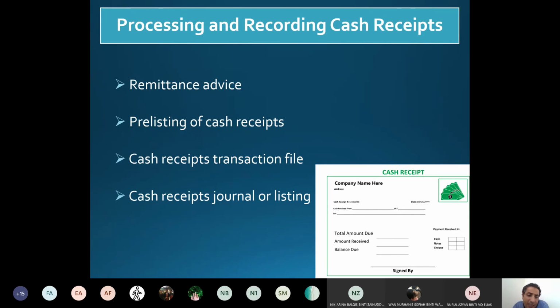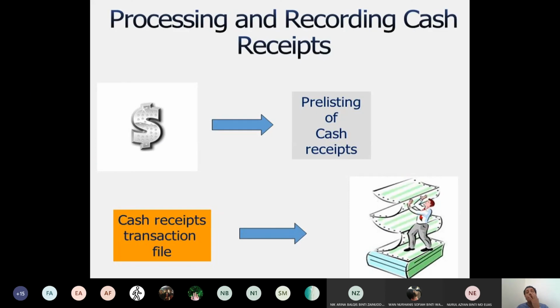Then we have the pre-listing of cash receipts, and we have the cash receipt transactions file, cash receipt journal, or listing. So processing the record of cash receipts is as simple as this. We receive the cash, we do the pre-listing of cash receipts, and then we record the cash receipt in the transaction file.